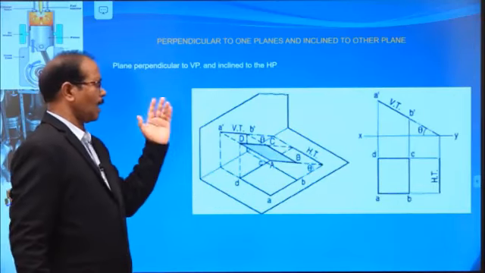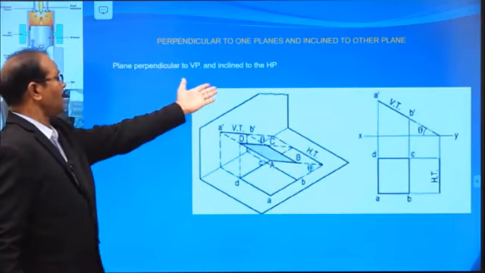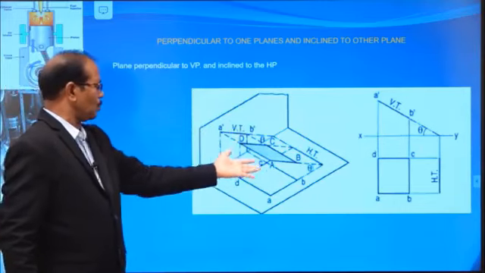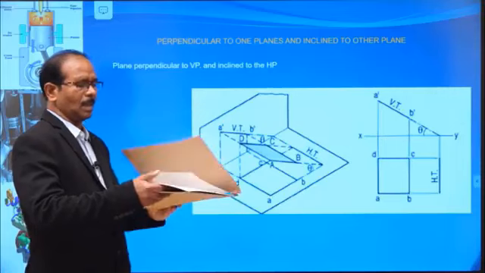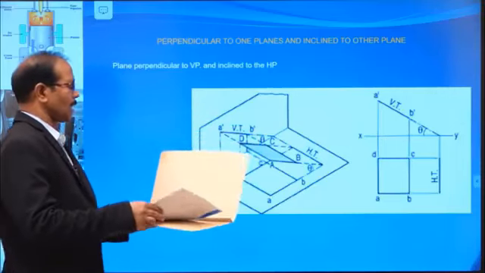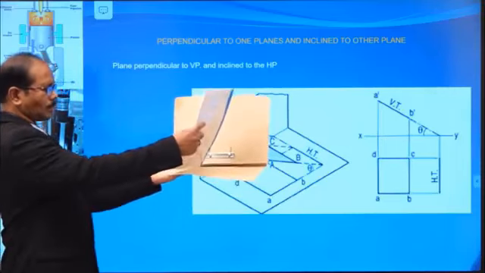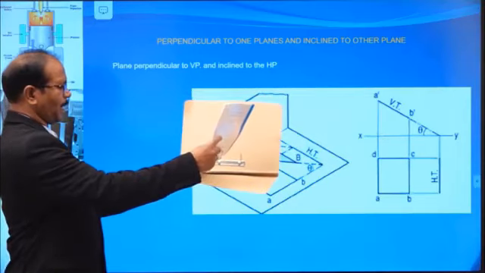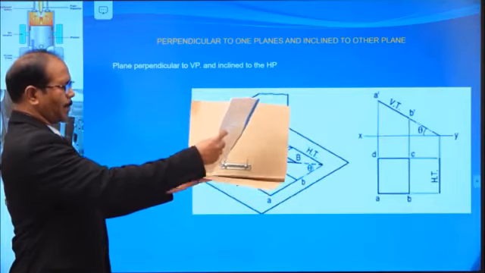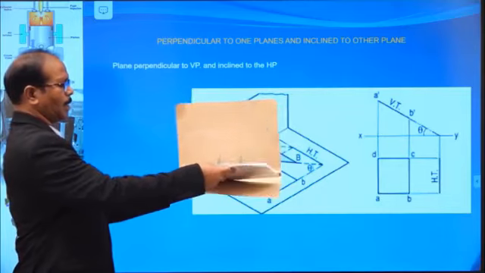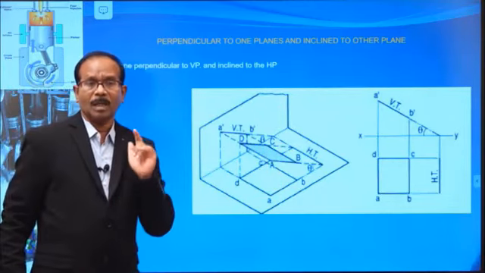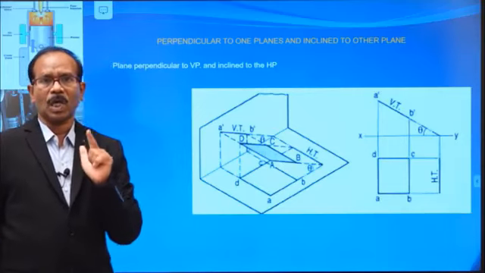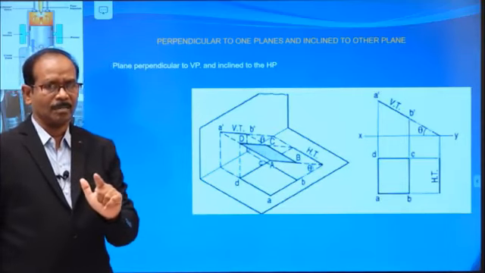A line or a plane inclined to horizontal plane, perpendicular to vertical plane. Now let us observe this one. Inclined to horizontal plane, perpendicular to vertical plane. Now what is the important point to tell here? Such type of problems are solved in two stages.